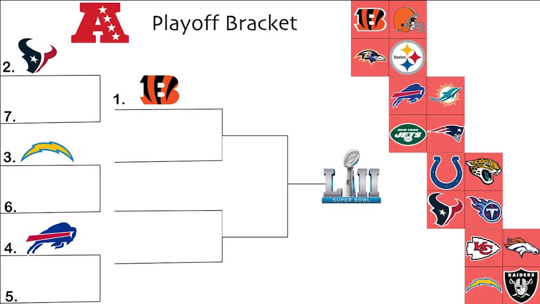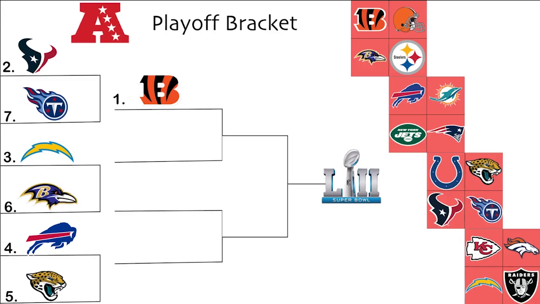Seeds 5, 6, and 7 are wild cards, given to the teams that have the best record that have not already won their division. So in this case, it's the Jaguars, the Ravens, and the Titans. Note that wildcard teams can be in the same division, so 2 or all 3 wildcards can be in the AFC South. In this example, there are only 2 there, however.